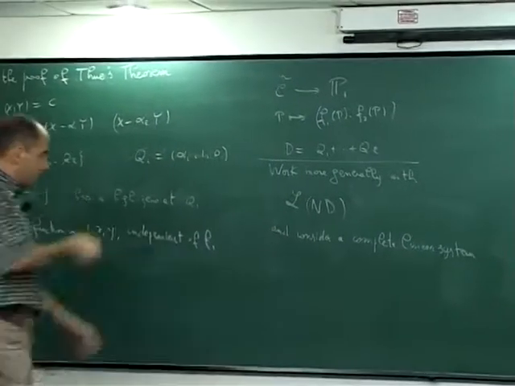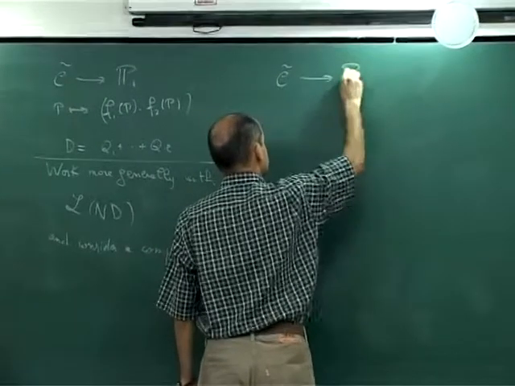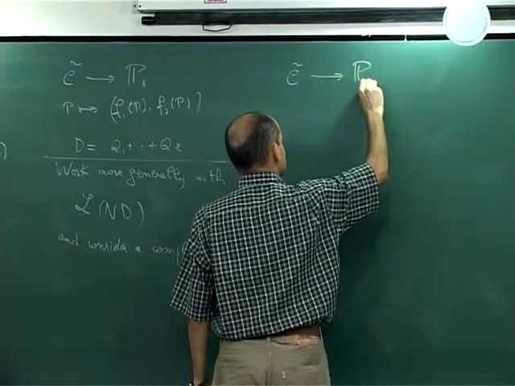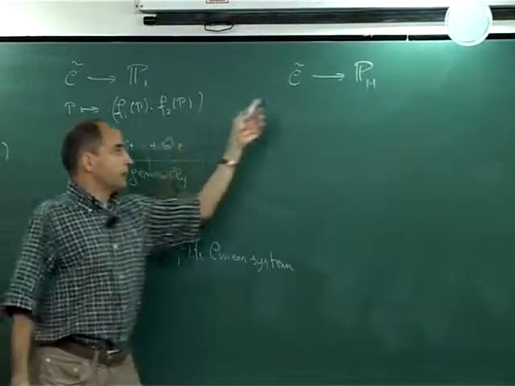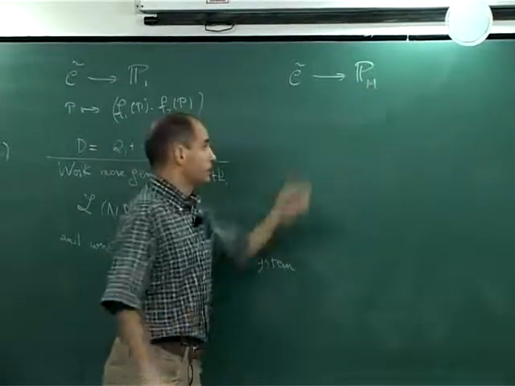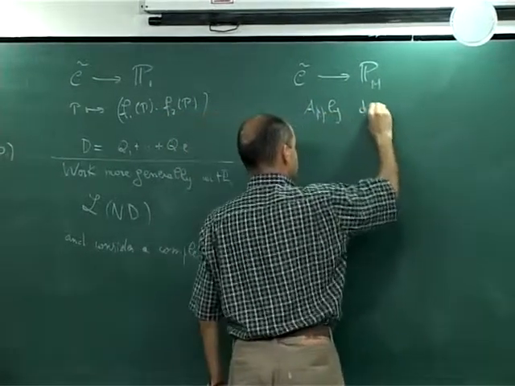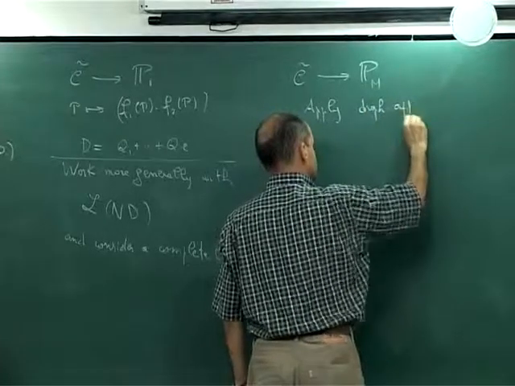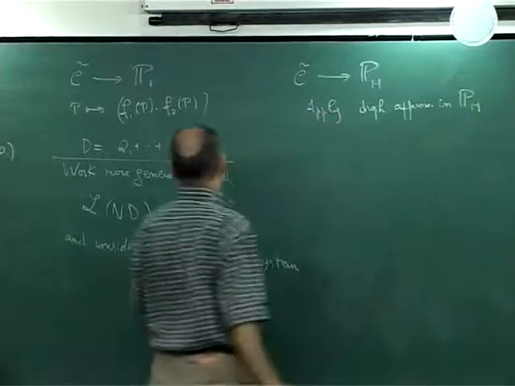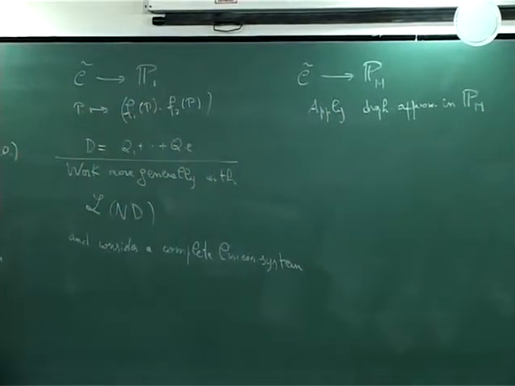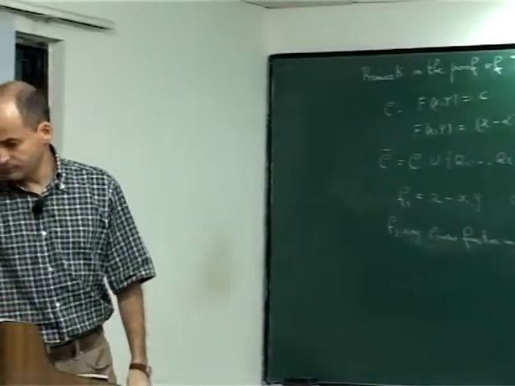And we construct in this way a morphism from C tilde to a projective space Pm, and then apply Diophantine approximation in Pm instead of P1. So instead of Roth's theorem, we have to apply the subspace theorem.